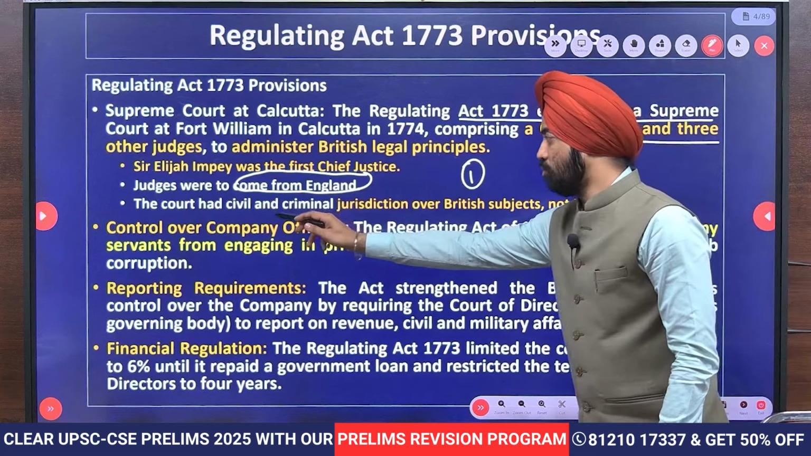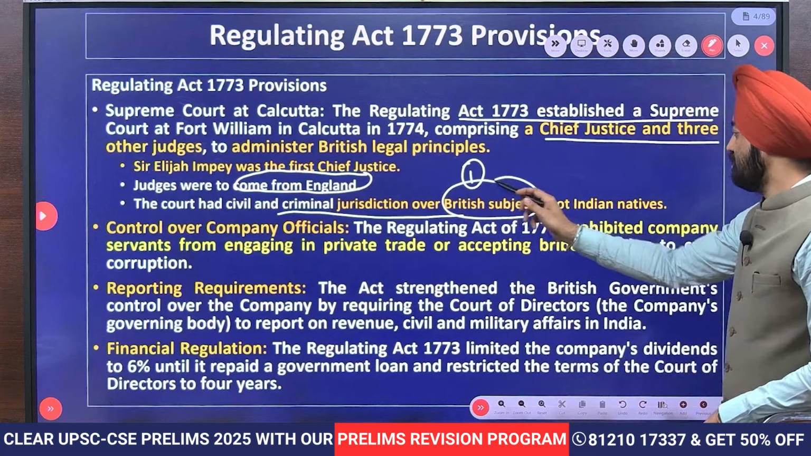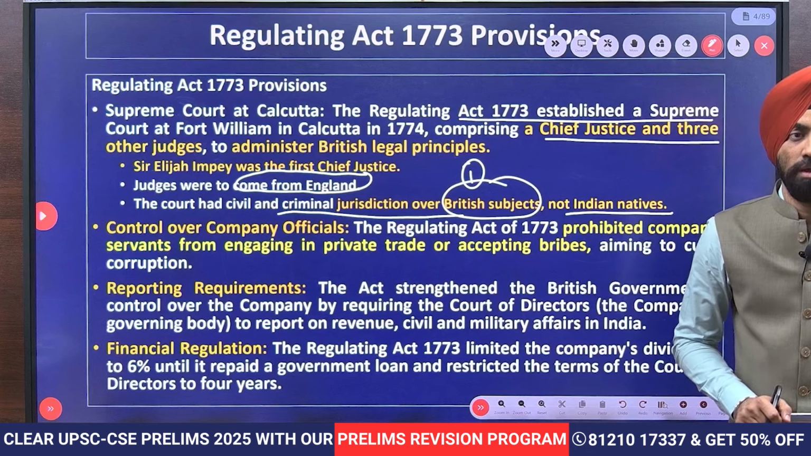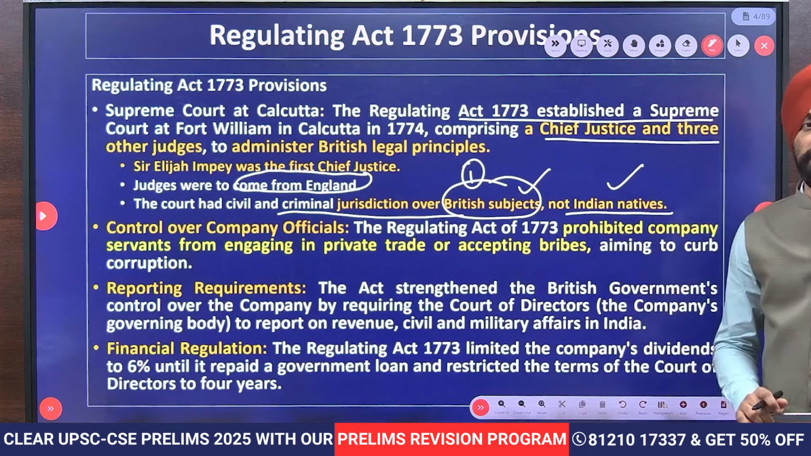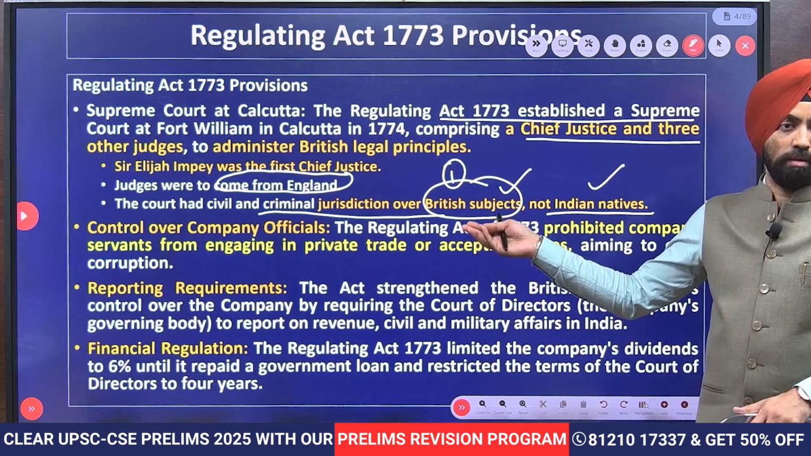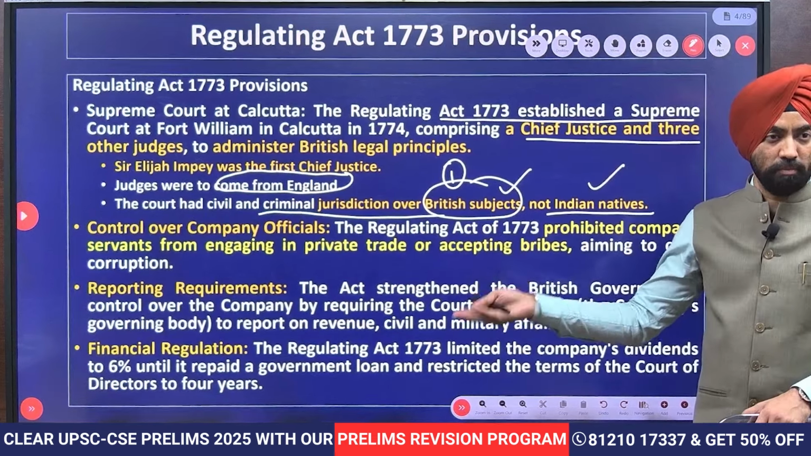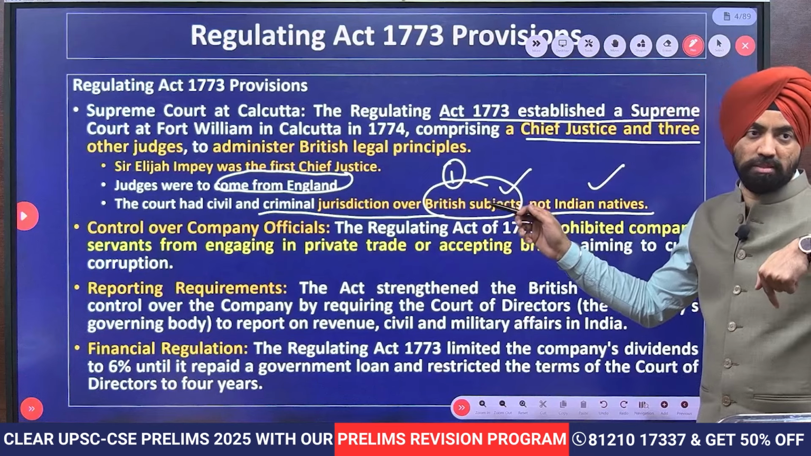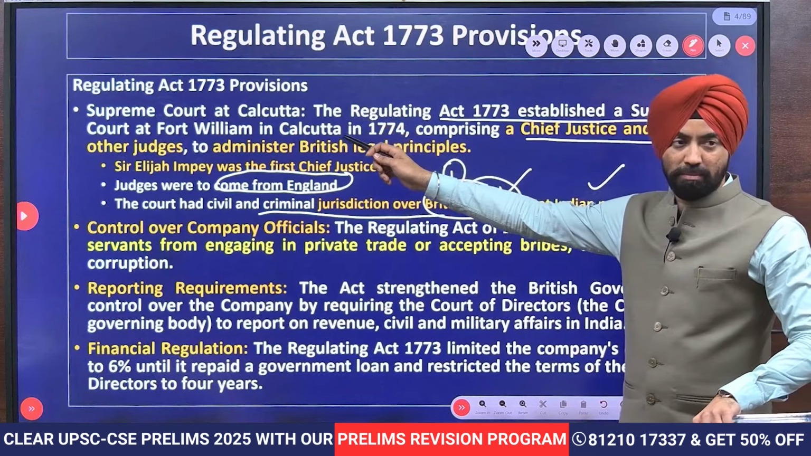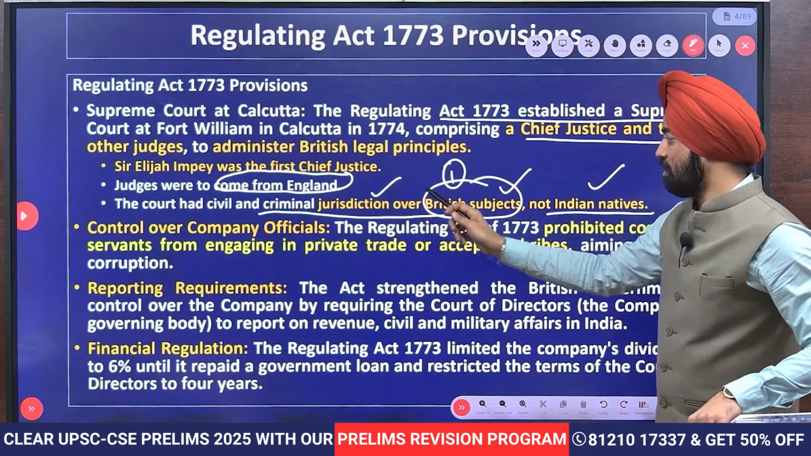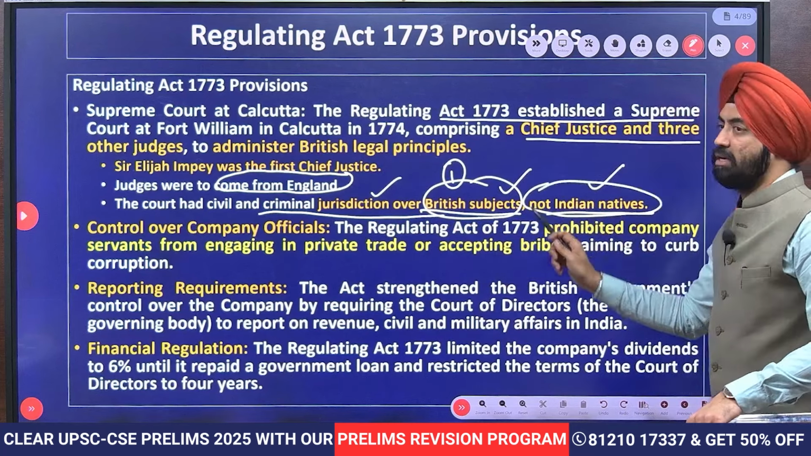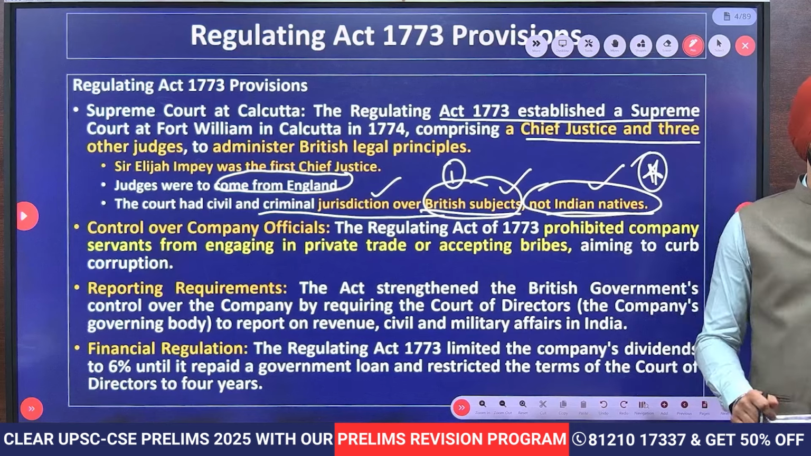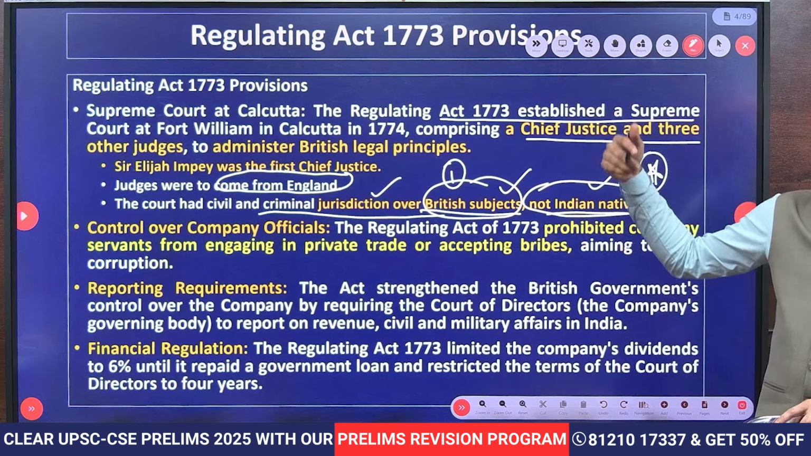And the court had both civil and criminal jurisdiction over the British subjects, not Indian natives. What does it mean? What is this differentiation of British subjects and Indian natives? Who are these British subjects? It means the working professionals, the employees of the East India Company. Are you getting my point? Here British subject does not mean the Indians. So this court established at Calcutta had civil and criminal jurisdiction over the British subjects and not the Indian natives. This is a very big point that can confuse you in the examination hall, because you will feel obviously that the Indian natives would come under the purview of that Supreme Court.